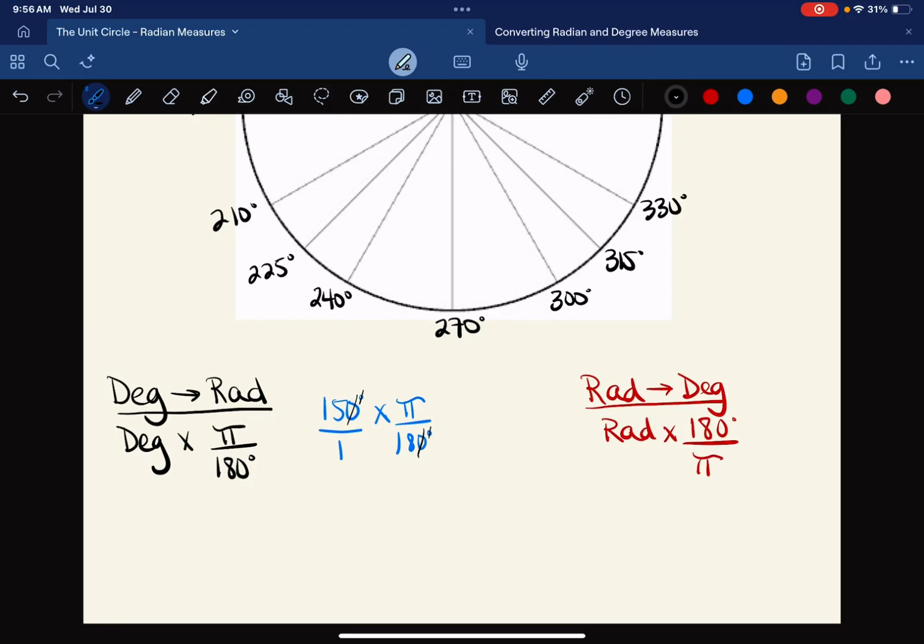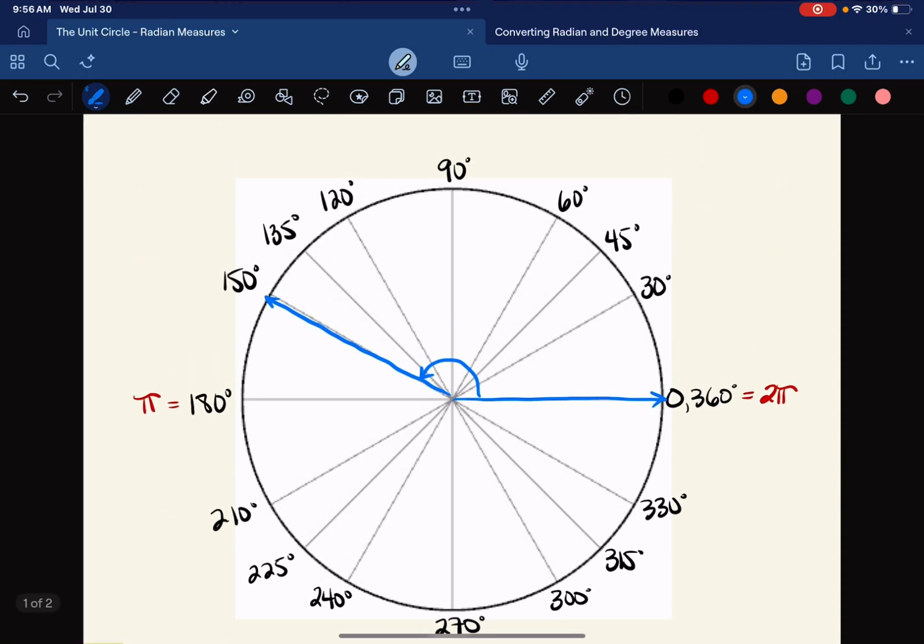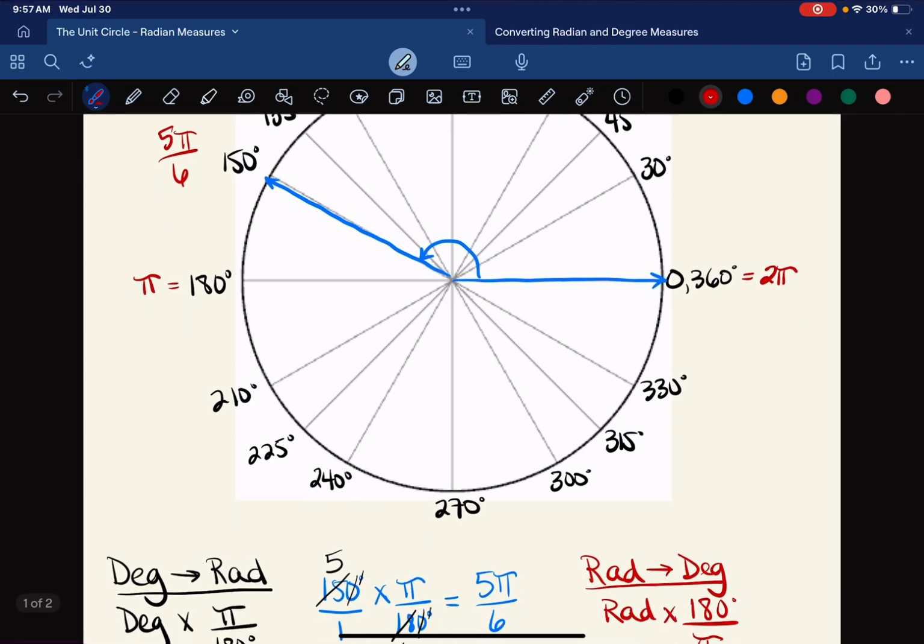So 15 divided by 3 gives me 5. 18 divided by 3 gives me a 6. So now when we multiply, we have simplified or reduced before multiplying, and it makes life a little bit easier. We end up with 5 pi over 6 radians. So 150 degrees is equivalent to 5 pi over 6 radians. All right, let's do another one.